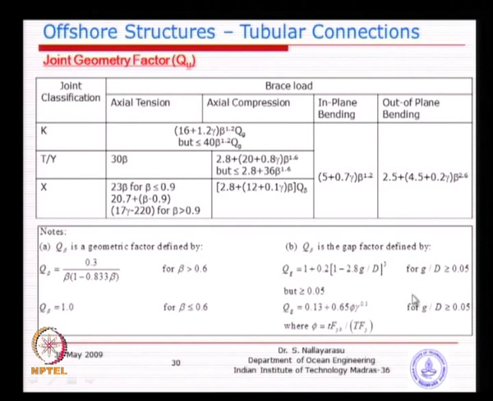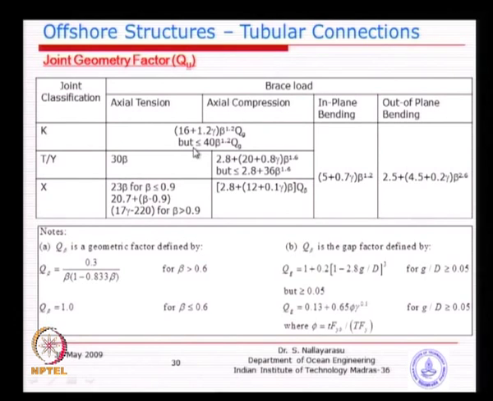So, of course, Qg is used only for K joint and Q beta is used only for X joint. So, these are the 4 categories that you have to look at, and this particular table, if it is required for the examination, we can print it and give. You do not have to really memorize it, but you should know how to use it. Basically, each load case is different.